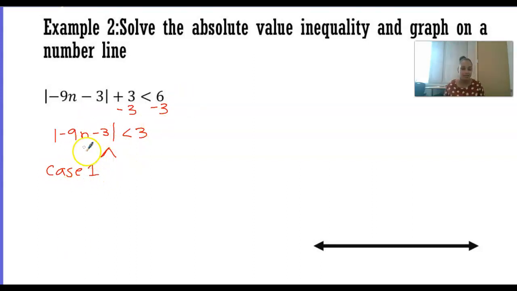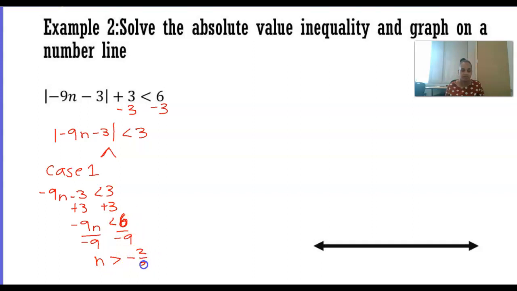Alright, so to work on case 1, we're going to get rid of our absolute value brackets. Negative 9n minus 3 is less than 3. And let's solve it. I'm adding 3 to both sides. I get negative 9n is less than 6. Sorry, 3 plus 3 is 6, not 0. So now that we're here, let's just go ahead and finish it. Divide by negative 9, but what happens on an inequality if I divide by a negative? You got it, flip that sign. And let's go ahead and reduce that fraction to 2/3.